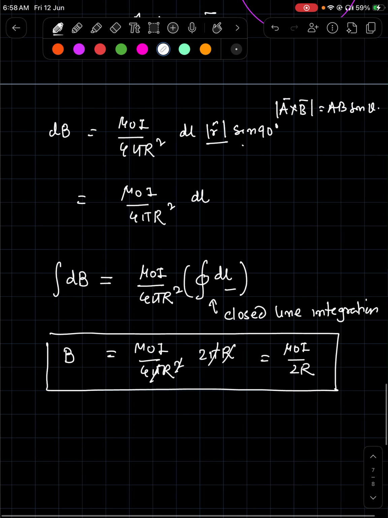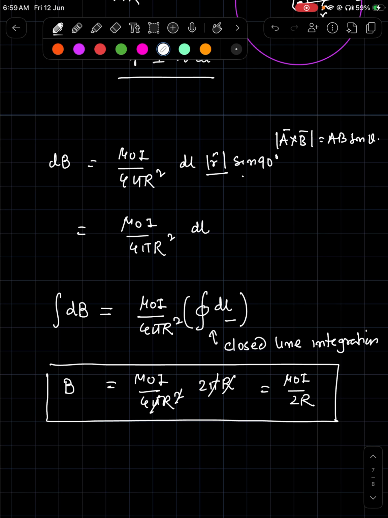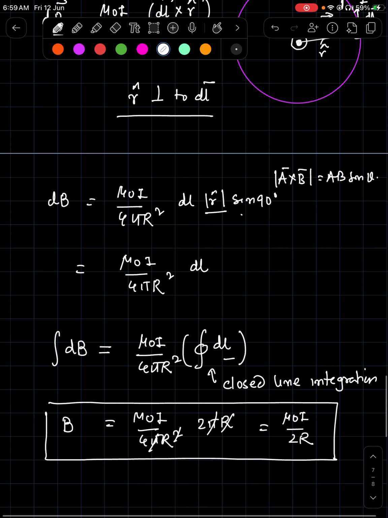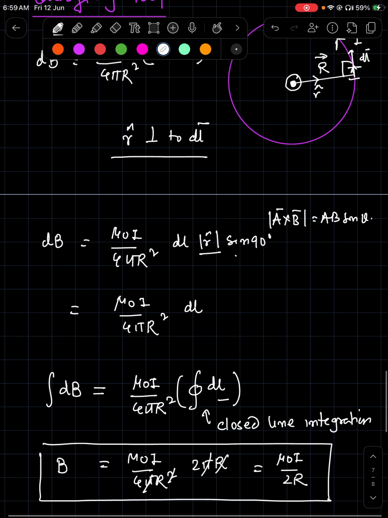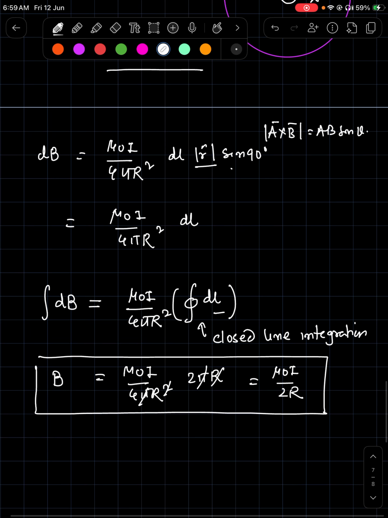This is a very important and very short derivation, and we have already seen how to apply the Biot-Savart law to get the magnetic field for a particular case. That is very important. In the next classes, we will see how to calculate the magnetic field for other cases.